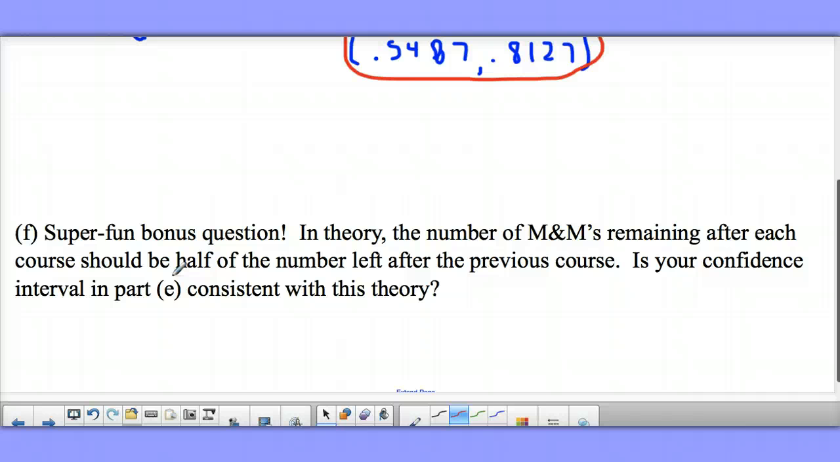It looks like actually we end up with a little bit more than half M's up, or actually M's down, I should say, because we're talking about the ones that remain. But it's not half each time. If it was half each time that are being eaten, we'd expect to see 1/2 in this confidence interval.